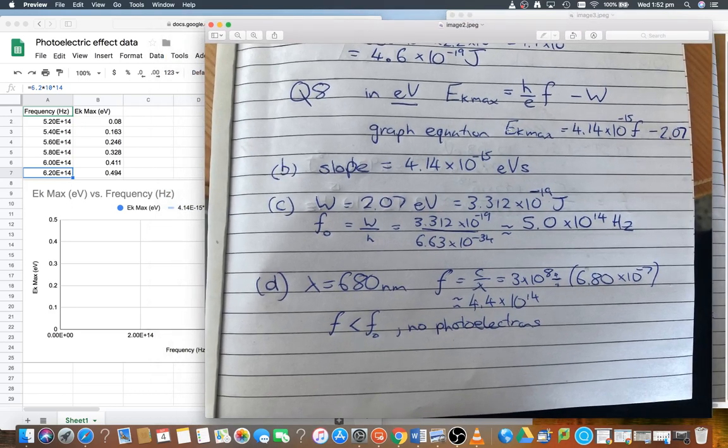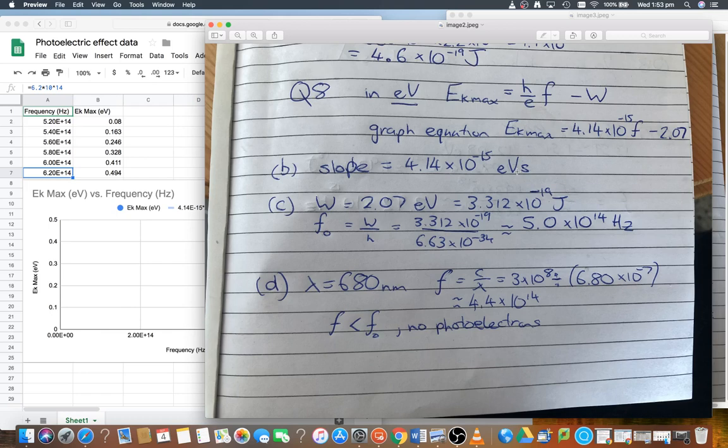I've written down the equation from Sheets here. So EK max equals 4.4 times 10 to the minus 15 times frequency, that's what is actually graphed on the x-axis, minus 2.07. All right, so the slope of the graph is 4.14 times 10 to the minus 15 electron volts. If you want to use that to work out Planck's constant, you don't have to, but it's out of curiosity to see what it looks like.